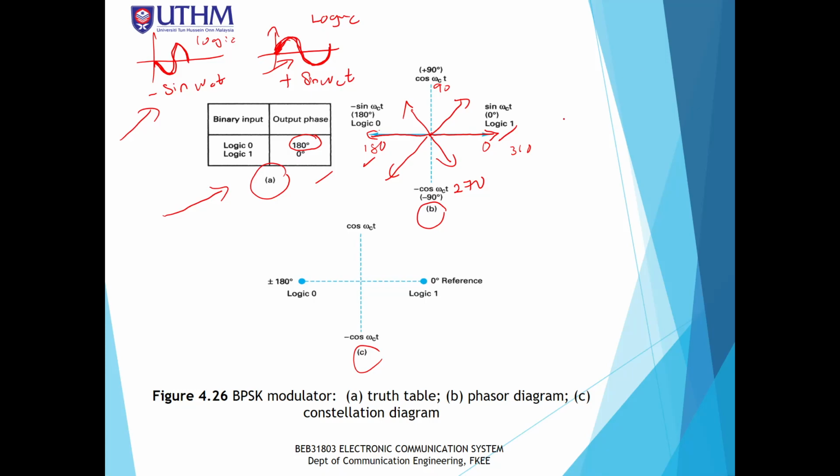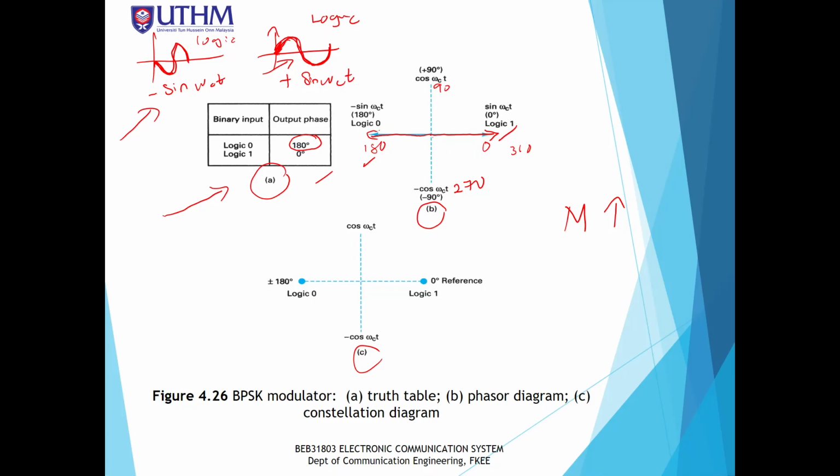But since we are using only BPSK, BPSK only has two possibilities because we only use 1 bit. So we have two possibilities of output. So that's why you only see one arrow like this. If we go to a higher value of M, if we have many symbols, we're going to see many arrows here in the phasor diagram.